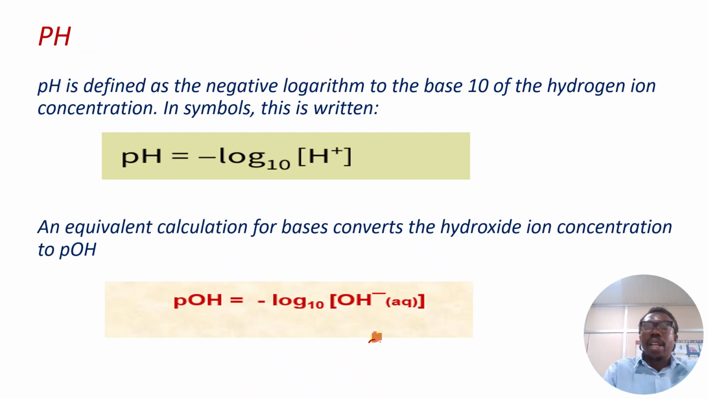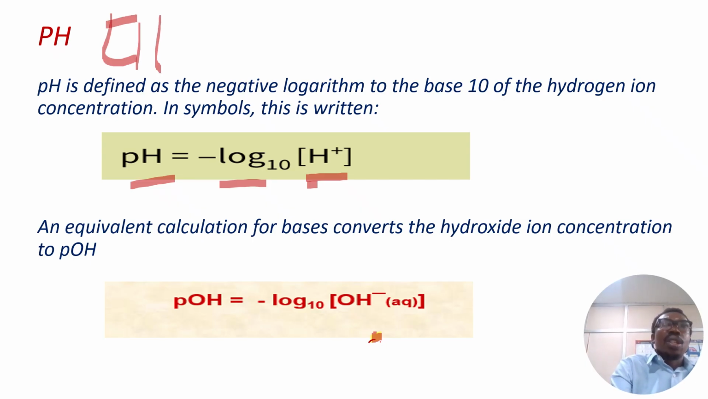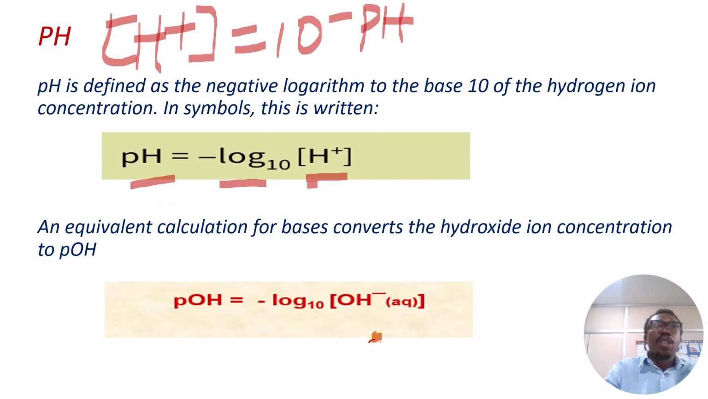So having considered the hydrogen ion concentration and hydroxide ion concentration, we want to talk about the pH, which is the power of the hydrogen ion concentration. The pH is defined as the negative logarithm to base 10 of the hydrogen ion concentration in the solution. In symbols, pH is equal to negative logarithm to base 10 of the hydrogen ion concentration. When you have the hydrogen ion concentration, you can calculate the pH. When you have the pH, you can calculate the hydrogen ion concentration, which is equal to 10 raised to the power minus pH.